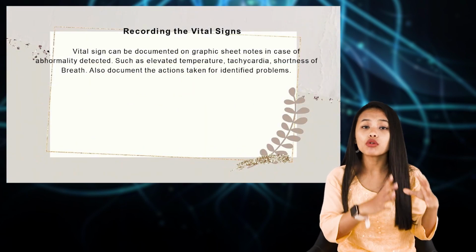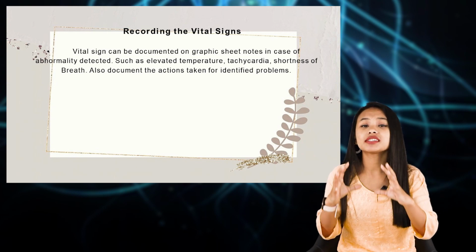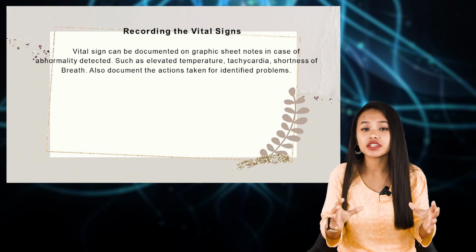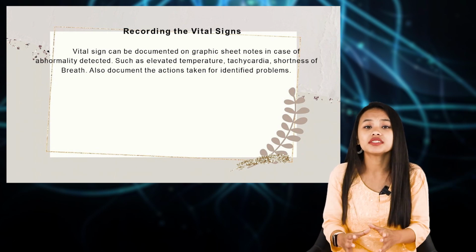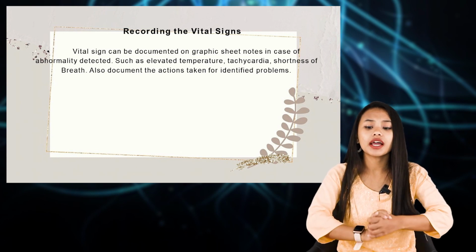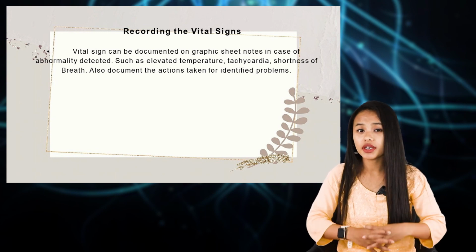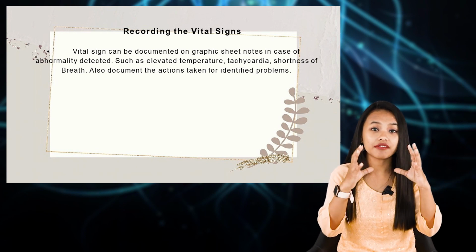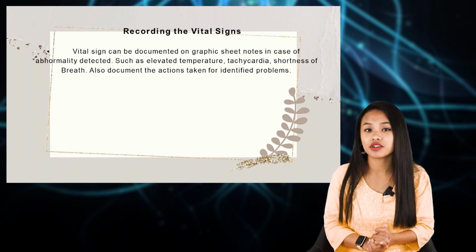These vital signs can also be documented on graphic sheet notes in case any abnormalities have been detected. Why? Because if you document this in a graphic sheet, then it will be very easy for you to assess if there are any abnormalities or any deviation. So if a client is having elevated body temperature, tachycardia or shortness of breath, you must make sure that you document it. And not only must you document that you have found that the client is having this, but you must also document what actions you have taken for that particular client.